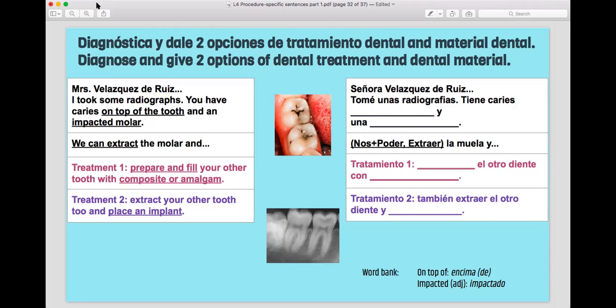Sure. On this one, we have two options of dental treatments and material for the patient. So let's see. Ms. Velasquez de Ruiz, I took some radiographs. You have caries on top of the tooth and an impacted molar. Señora Velázquez de Ruiz, tomé unas radiografías, tiene caries, blank, y una blank. So we do have a word bank, but you also need to remember the vocab that's involved there, and we reviewed that today. So anyone who wants to take a shot at it?